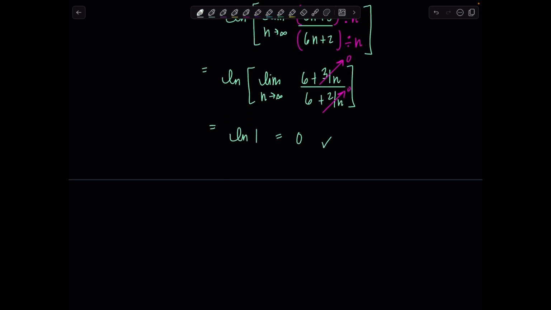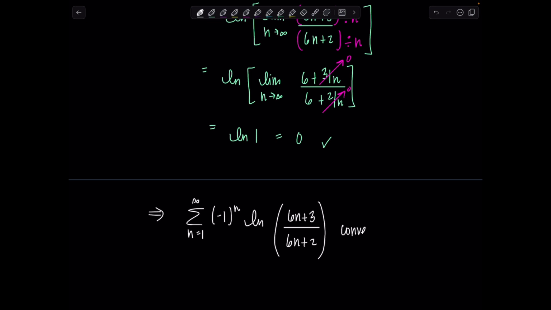So then we can just summarize everything very nicely. This means that the sum, n equals 1 to infinity, negative 1 to the n, natural log of (6n plus 3) over (6n plus 2), converges by the alternating series test.